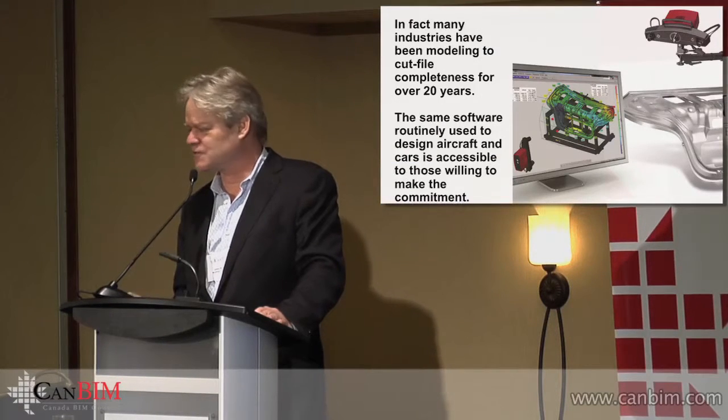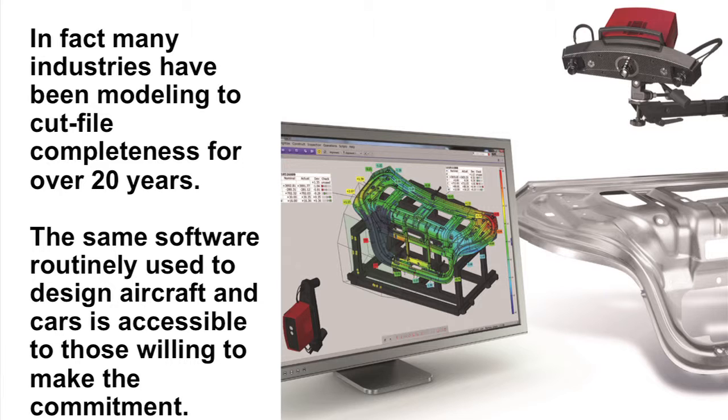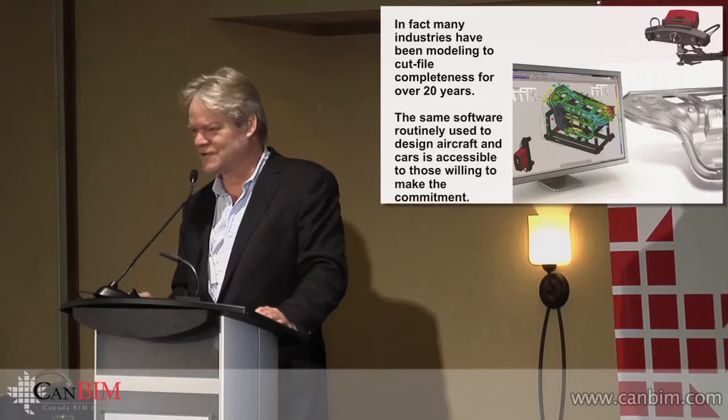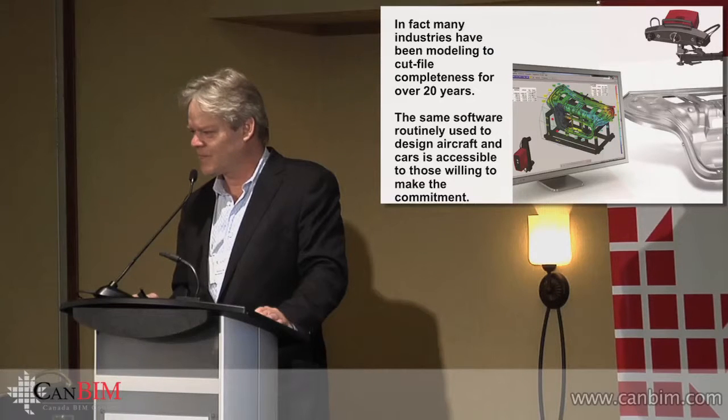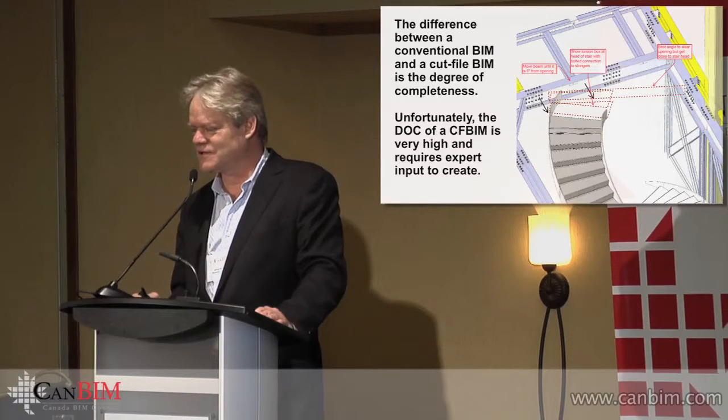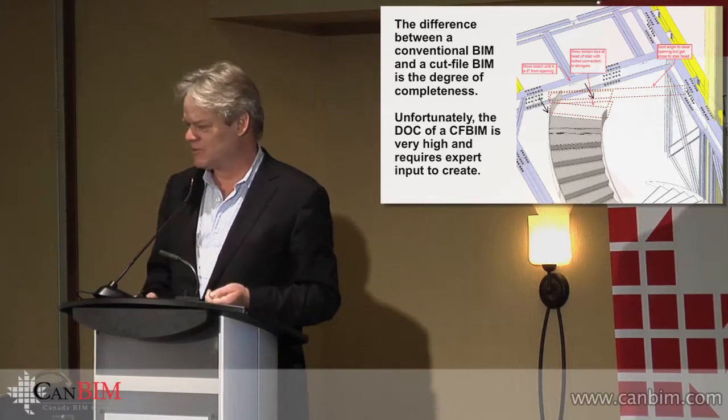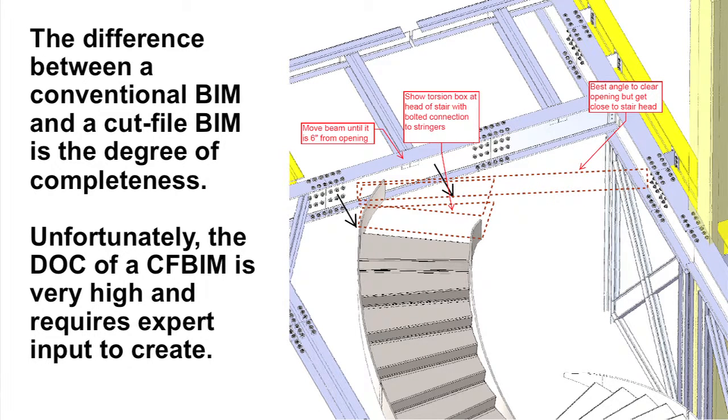Many industries have been modeling to cut file level for twenty-some odd years at least, and more. The CATIA suite of software was developed back in the 80s and it was used to build the Mirage. Now, here's the key thing, though. The difference between a conventional building information model and a cut file building information model is the degree of completeness.